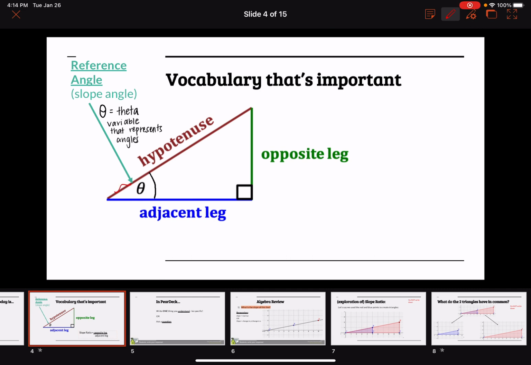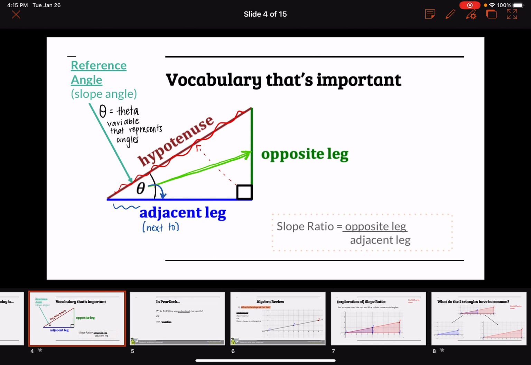The hypotenuse is the side that's always across from the right angle. The opposite leg is the side that's all the way across from theta. And the adjacent, which means next to, adjacent leg is the one touching or next to theta. We also need to know that slope ratio is equal to the opposite leg divided by the adjacent leg.